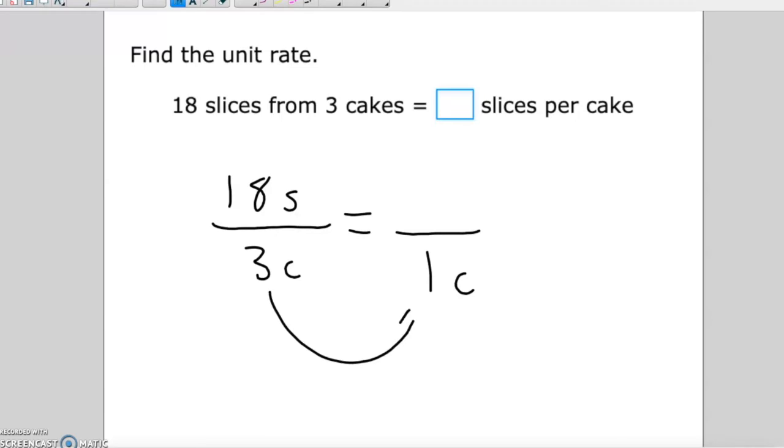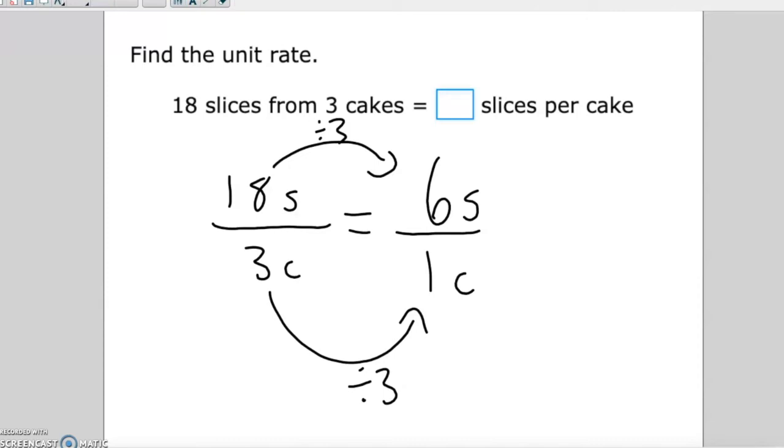Now you go from 3 to 1. Divide by 3. You do the bottom, you do to the top. 18 divided by 3 would be 6 slices. That means for each cake you get 6 slices. And once you know how many slices are on one cake, you know how many cakes you need to buy for your big party, right? Woohoo!